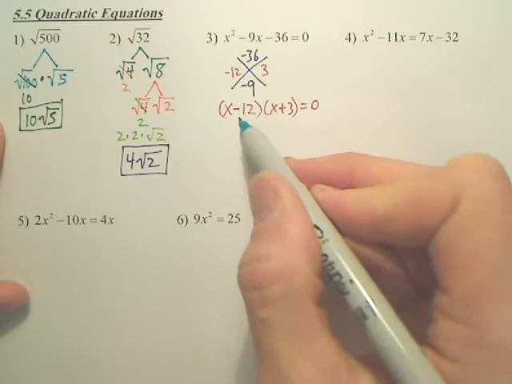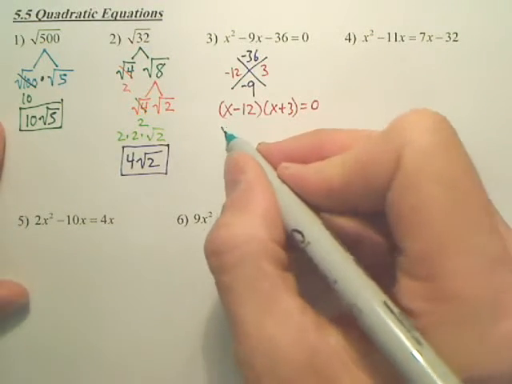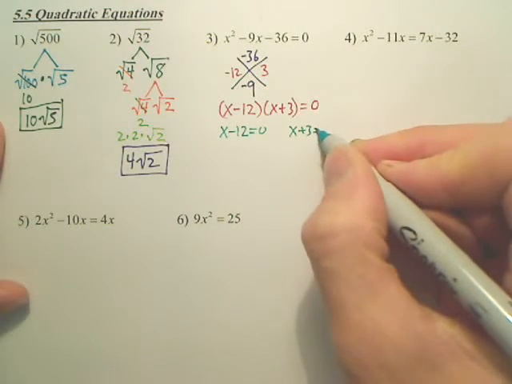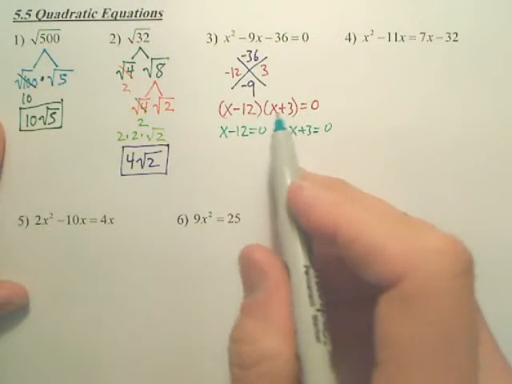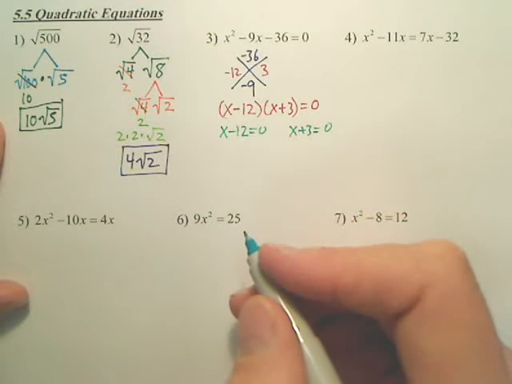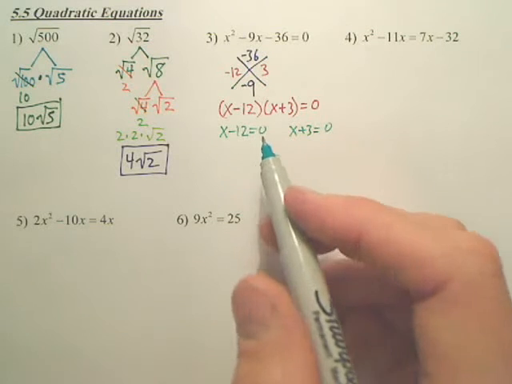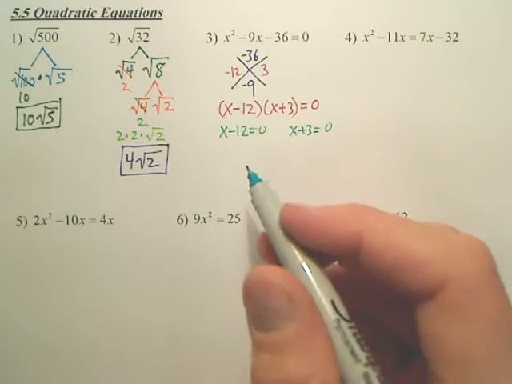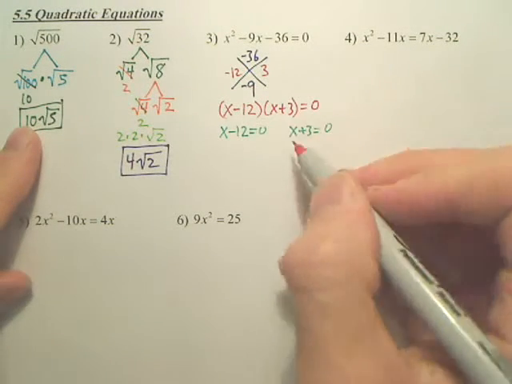Do you understand? I have two things that multiply to get 0. Either this, doesn't x minus 12 have to equal 0, or x plus 3 has to equal 0? One of those has to equal 0, right? In order for two numbers to multiply to get 0, doesn't one have to be 0? The only way you get 0 is if one of the numbers is 0. So either this equals 0 or this equals 0. Both of those are my answer. I set each piece equal to 0.